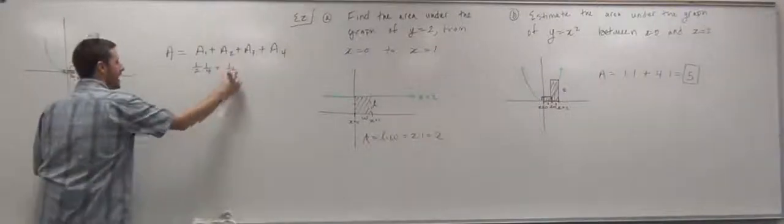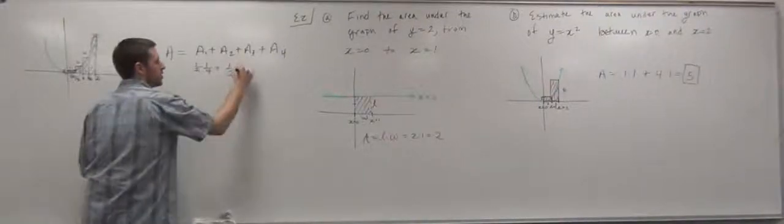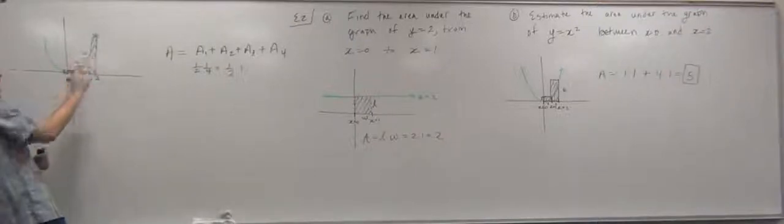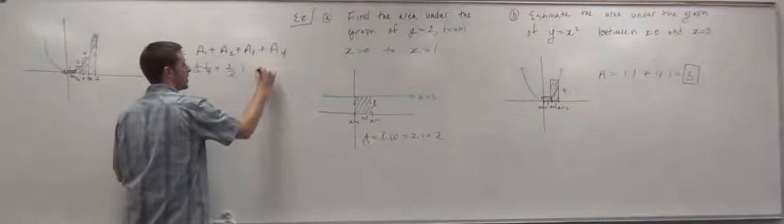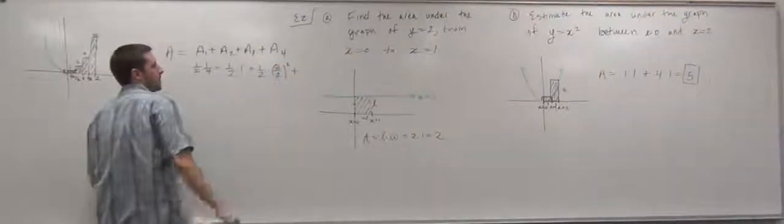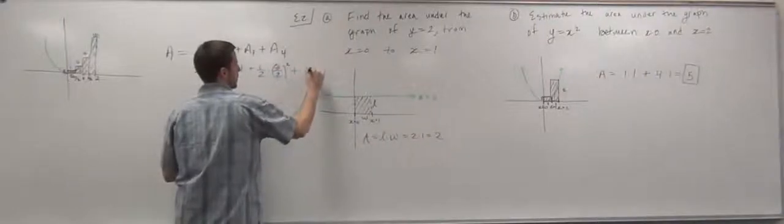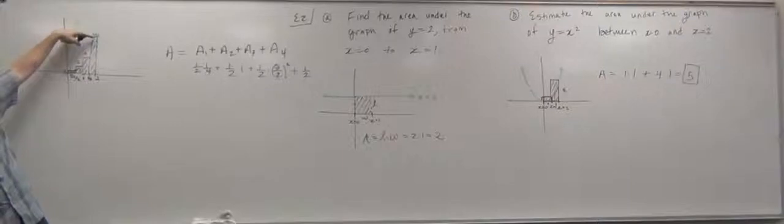1/2 again, because the rectangle is 1/2 long, times 1, because if you square 1 to get your y value, you get 1 again. 3/2 squared will be the height here, and 1/2 will be the width. And what's the last one? This one is up at 4 if you square 2.